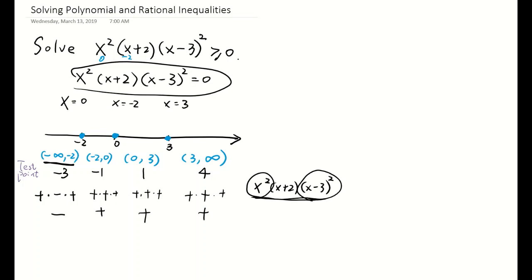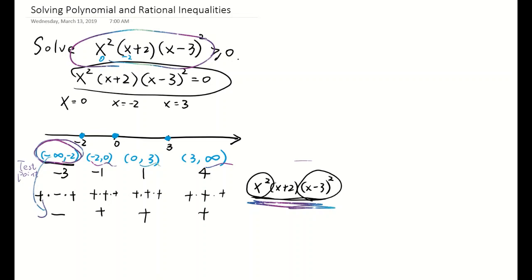Okay, so what does it mean now? It means that this interval from negative infinity to negative 2, any point from this interval makes this expression negative, and all the other 3 make that expression positive. So what do we need? We want this expression to be positive. That's the solution we want.